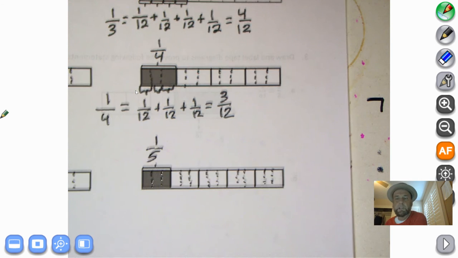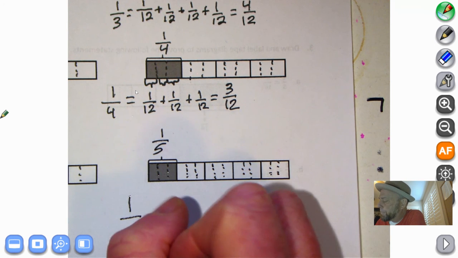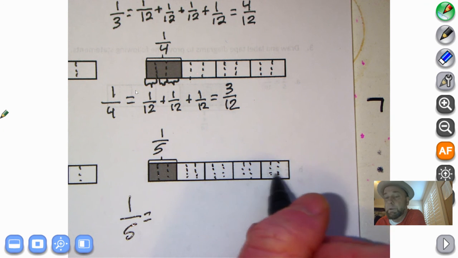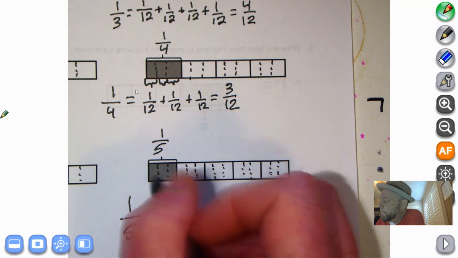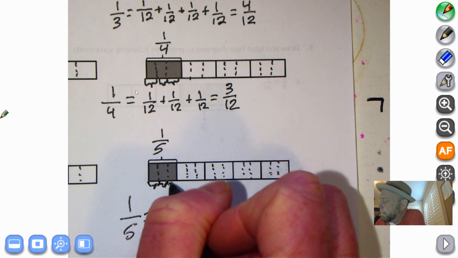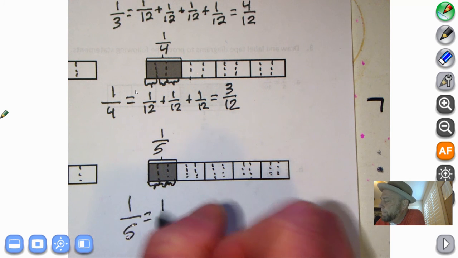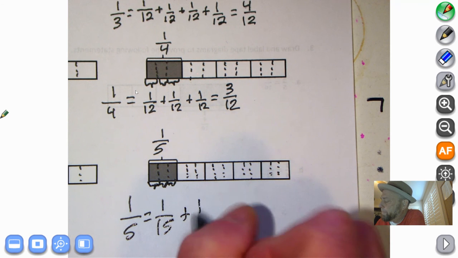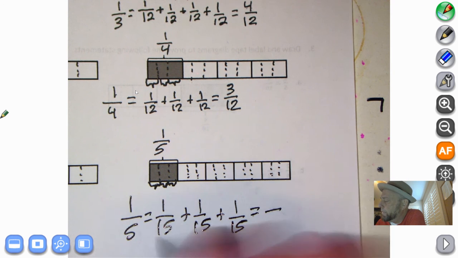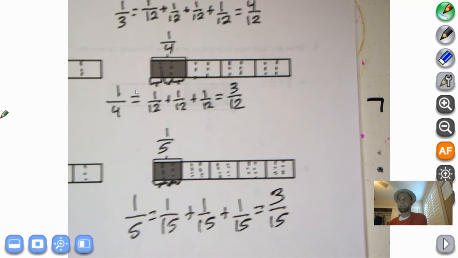So go ahead and pause the tape and do this one on your own. And welcome back. So we have 1/5. But what are these? 1, 2, 3, 4, 5, 6, 7, 8, 9, 10, 11, 12, 13, 14, 15. Or you could have done just 3 times 5. So it's 1 out of 15, right? But we're adding it 3 times. What will that equal? The 15 remains the same. 1 plus 1 is 2, plus another 1 is 3. And we get 3/15, plain and simple.